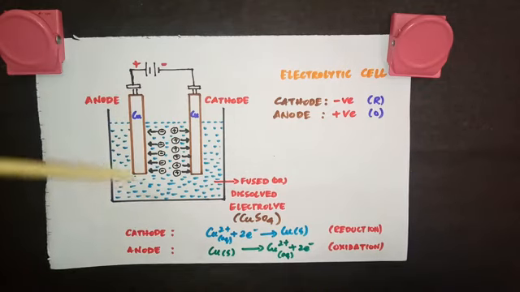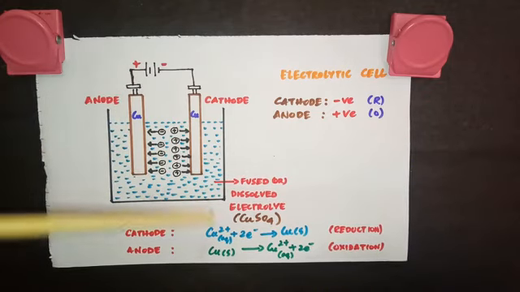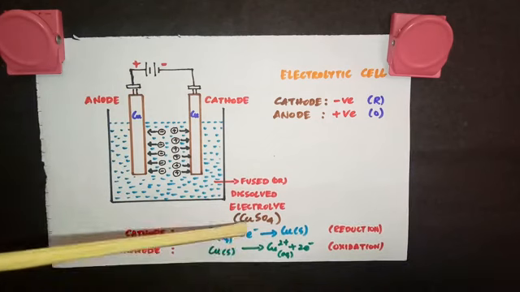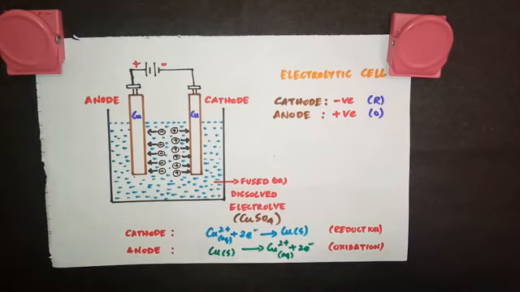Here we are taking the copper electrode, so the product is this. If you are taking some other inert electrode like platinum or palladium, then the product would be different. So now let's see what are the factors which affect the product of electrolysis.